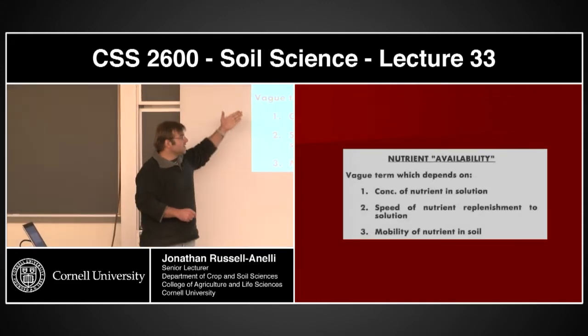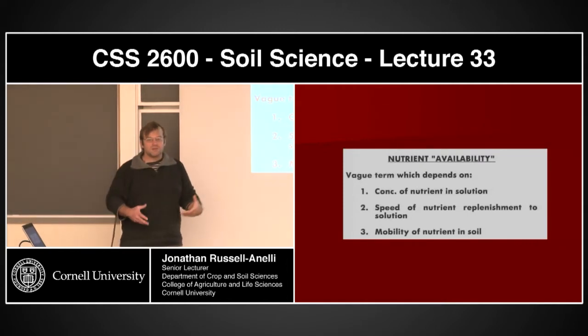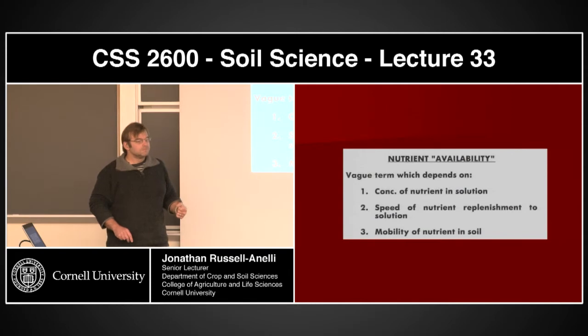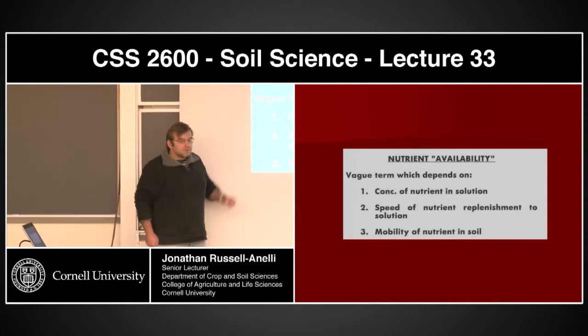And again, it's based on these three characteristics of availability. Sure. So number 2 is speed of nutrient replenishment. And I know you say it's vague, but understanding the context in which the soils are in, how would you express that in terms of, would that be reflective of quantity of nutrients, or?